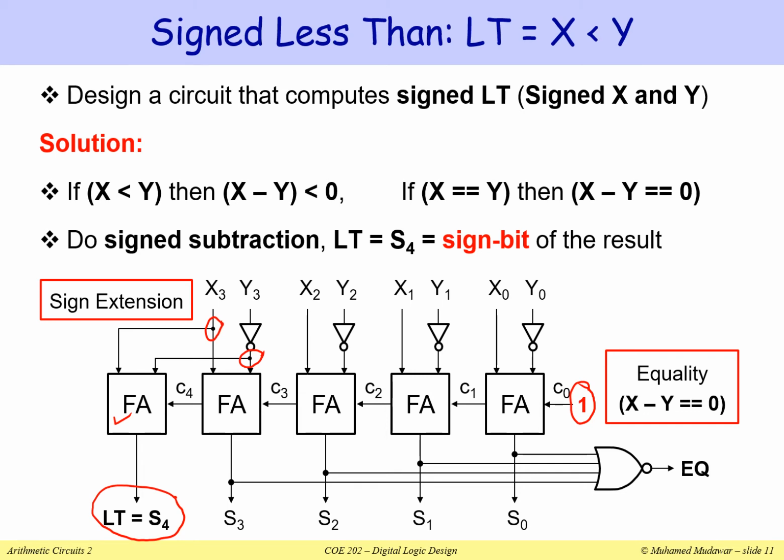For equality, we can just use a NOR gate that will output 1 if all the sum bits are zeros. Okay, so that's this. So the NOR gate will check here for equality, and it means that x is equal to y if x minus y is 0.